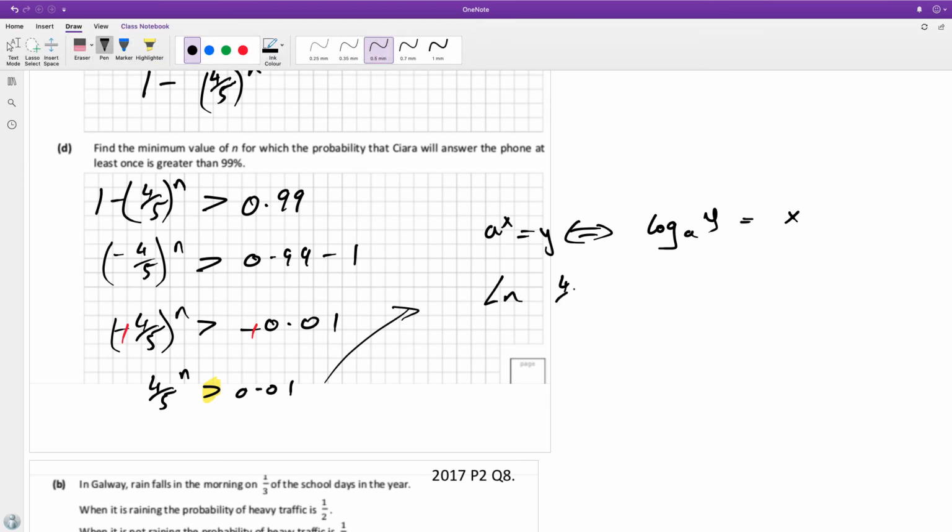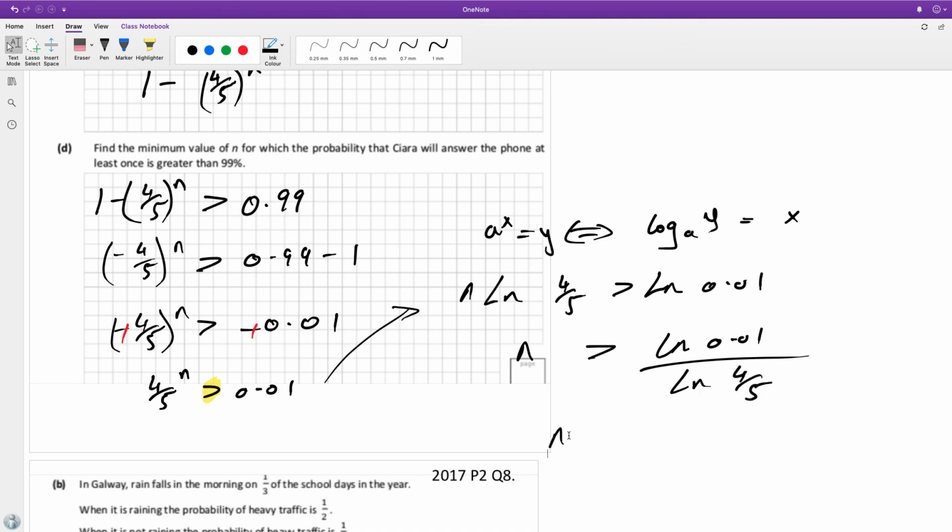The ln of 4 over 5 to the power n, bring it to the front: n times the ln of 4 over 5 is greater than ln of 0.01. n is greater than the ln of 0.01 divided by the ln of 4 over 5. n is equal to 20.63, so n is equal to 21.